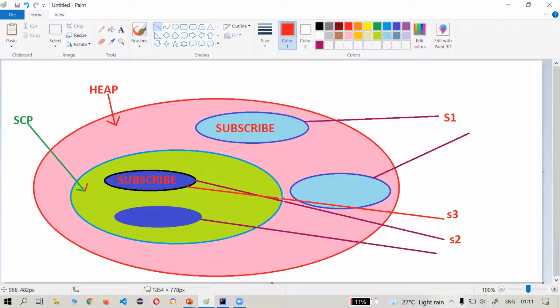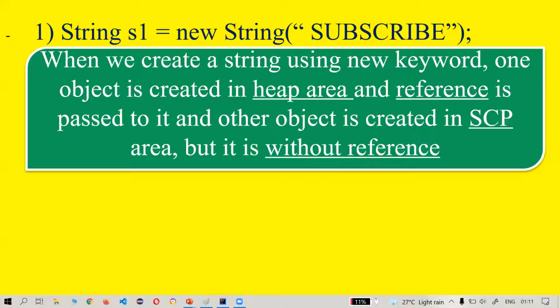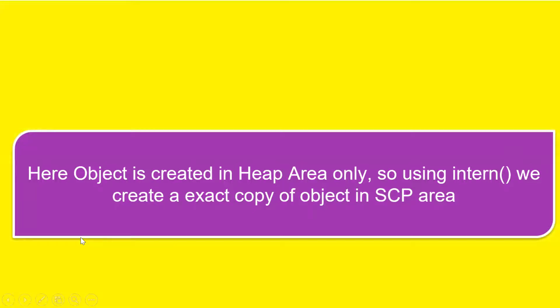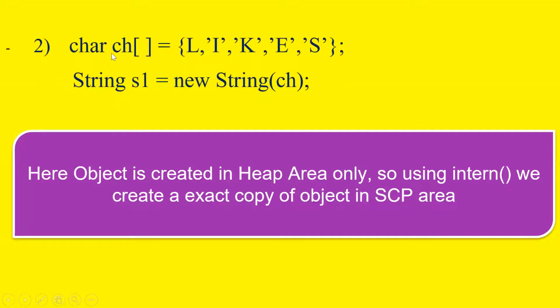Okay. So now the second one, you have to know the other way to create a string. That is, we pass the character array, like new String(ch), to a string s3. So this is the second way to create it. Okay, let's see what happens when we do it this way.